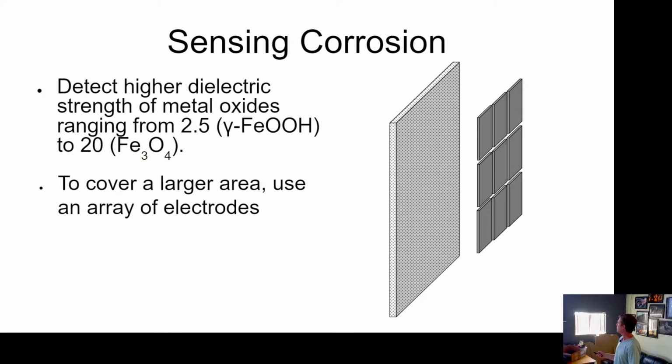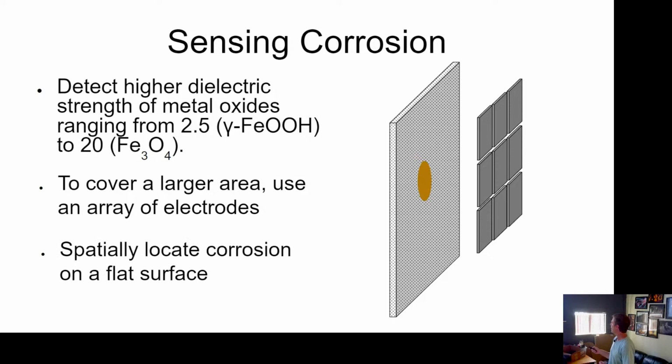So in order to sense a larger area, you can pair up the electrodes and make a big array of them. And using the array, you can spatially locate the corrosion on a flat surface. Instead of just having a pair where you have to scan across the whole thing, you can just hold up the array, and then you can tell based on the capacitance between the pairs of electrodes, you can spatially locate the corrosion.